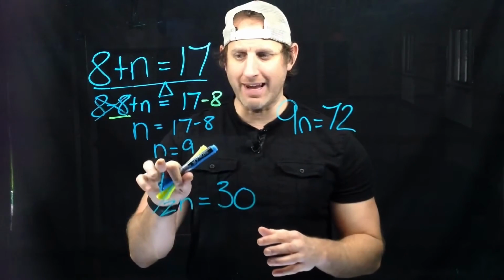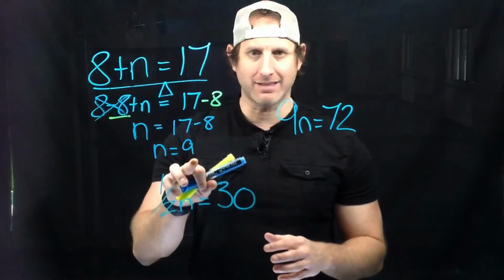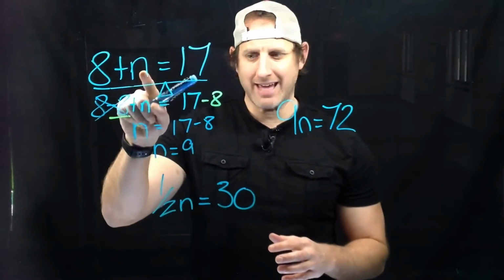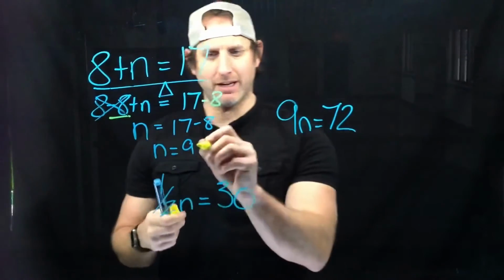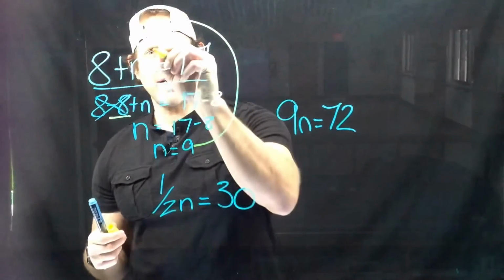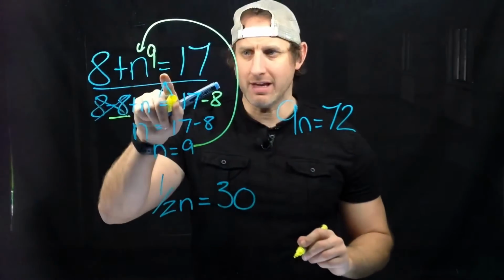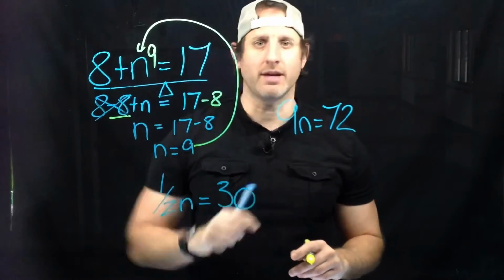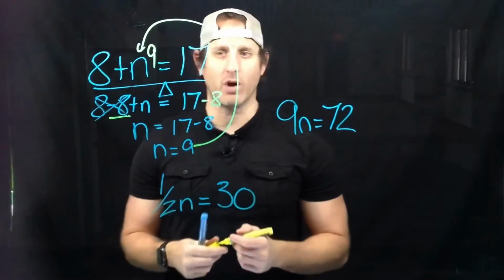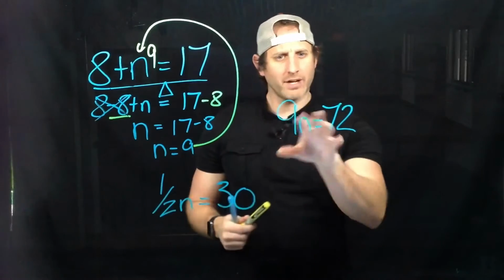Now that we know that n is the same as 9, that means I can take this 9 and plug it in here. So let's make that a 9. 8 plus 9 is the same as 17. So we know that that one works out well. I've got another question over here.